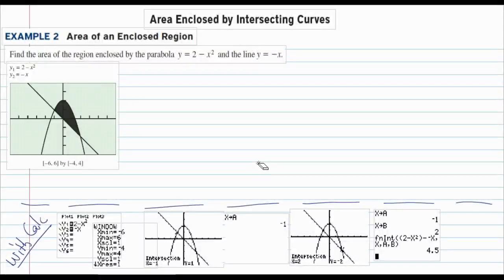This is a screencast for section 7.2, example 2. Again, we're going to look at the area of an enclosed region, and this time do a little bit more by hand and compare it with the calculator. So, example 2 says find the area of the region enclosed by the parabola y equals 2 minus x squared and the line y equals negative x.